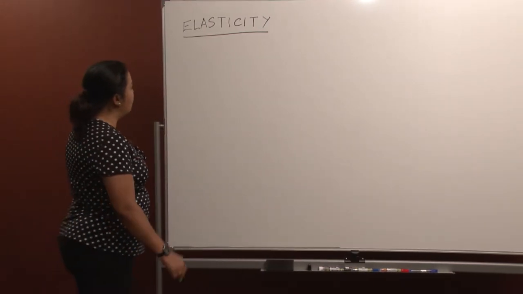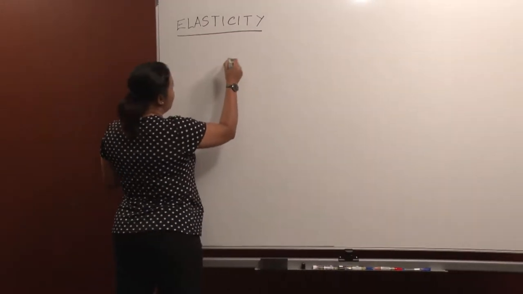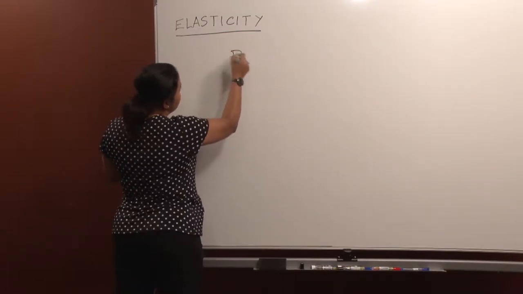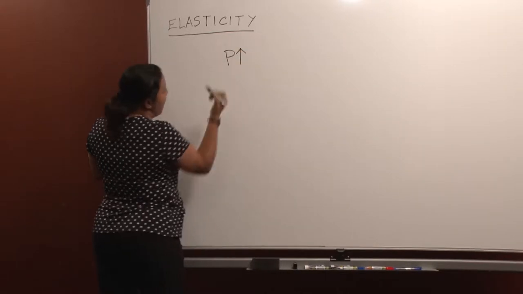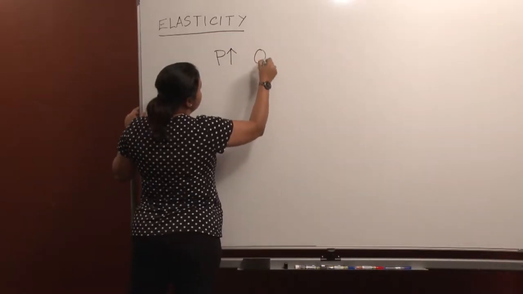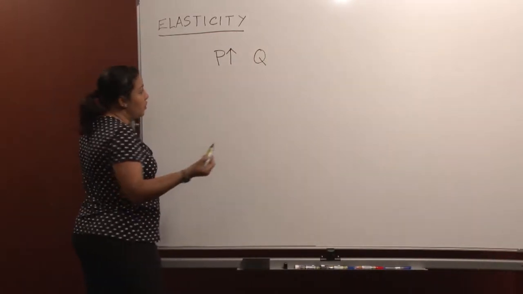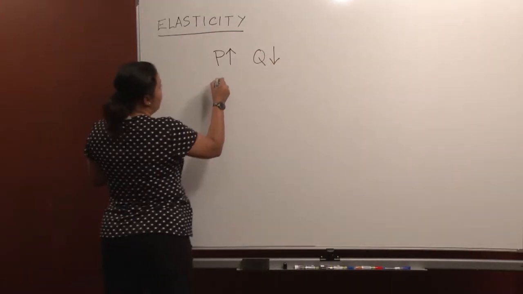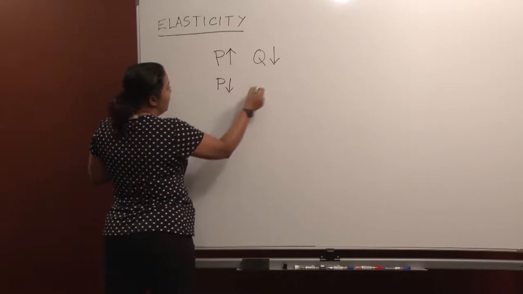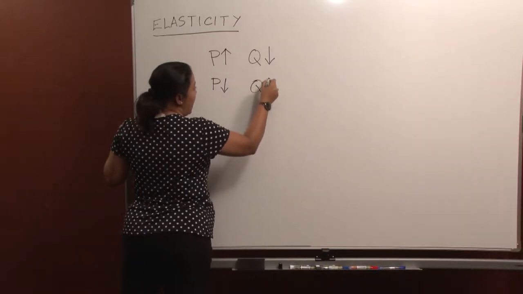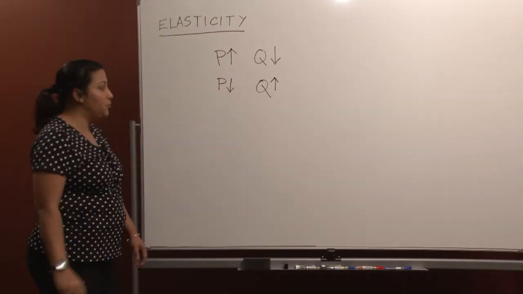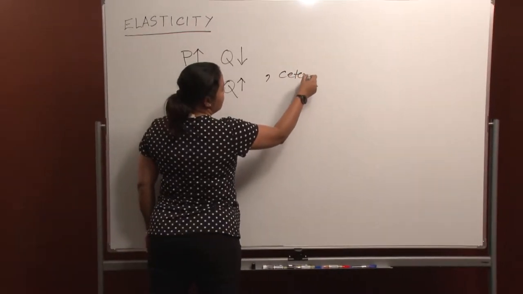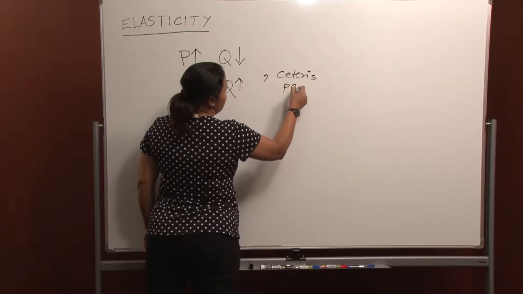So, last time we talked about the law of demand, which basically says that whenever the price of a commodity goes up, the quantity demanded, the quantity bought and sold, goes down from the buyer's perspective. And whenever the price goes down, the quantity demanded goes up. So there's an inverse relationship between price and quantity, everything else in the market staying the same, that is ceteris paribus.